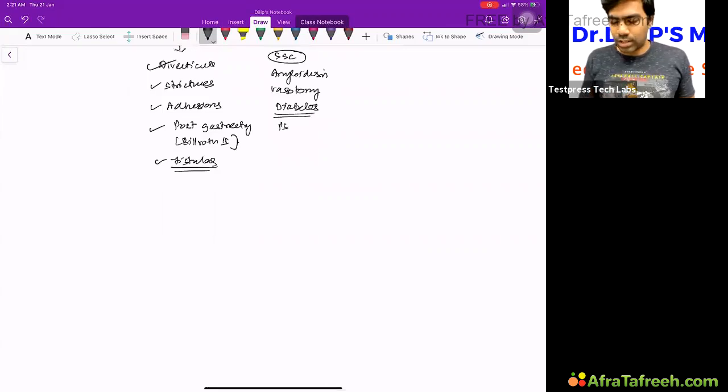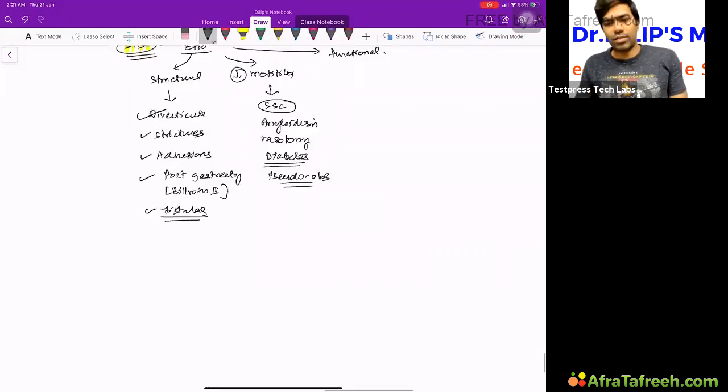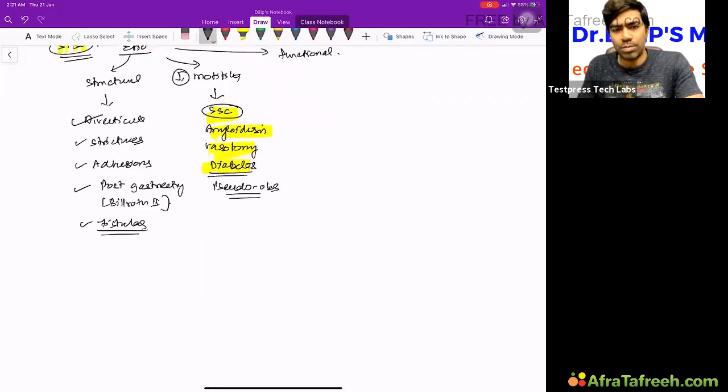And there is something called intestinal pseudo-obstruction. There are multiple headings under this, which we are not going to discuss right now. But scleroderma, diabetes, vagotomy, and amyloidosis are very, very important. These are the conditions that produce low motility. Because of that, they produce SIBO, small intestinal bacterial overgrowth.